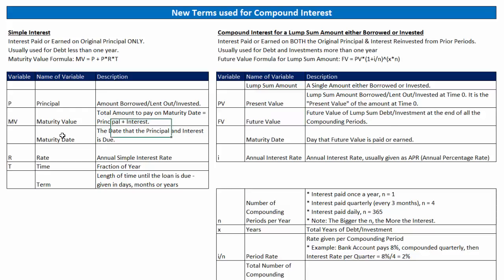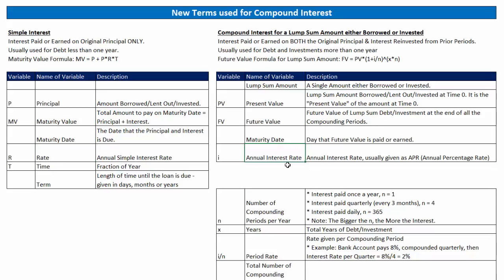So future value will be the value of the lump sum debt investment at the end of all the compounding periods. Now, maturity date is exactly the same for both simple and compound interest. It just means the day that the future value is paid or earned. Over here, we would say the date that the principal and the interest is due. It's just the final day that we either withdraw it if it's an investment or pay it back if it's debt. On the simple interest side, we used R for rate, and we called it annual simple interest rate. Over here on the compounding interest side, all we do is refer to it as annual interest rate.